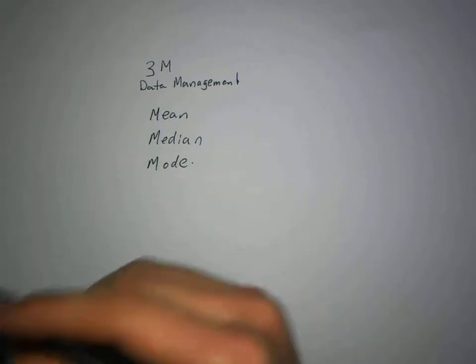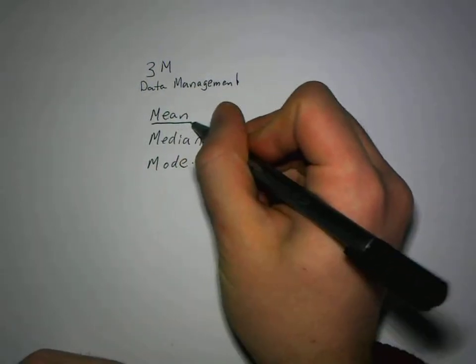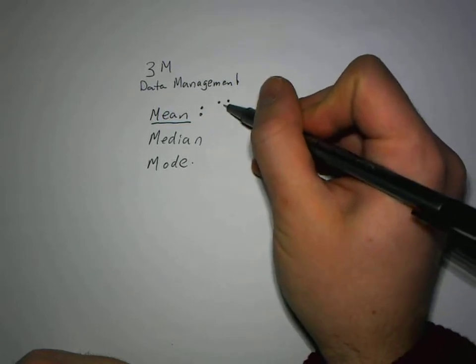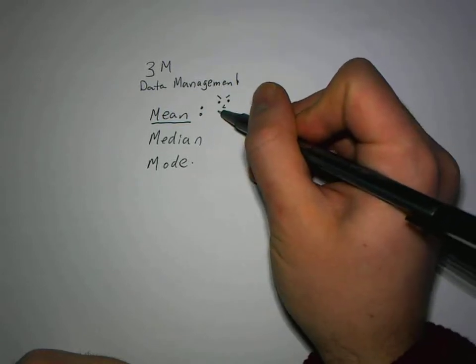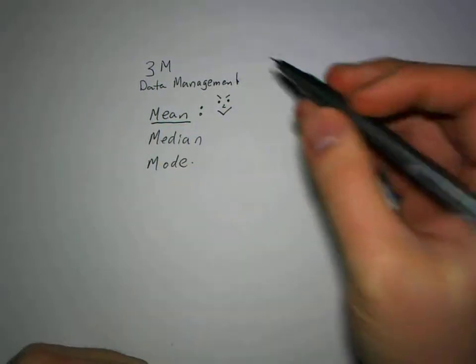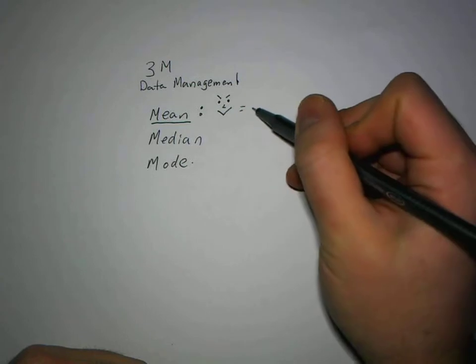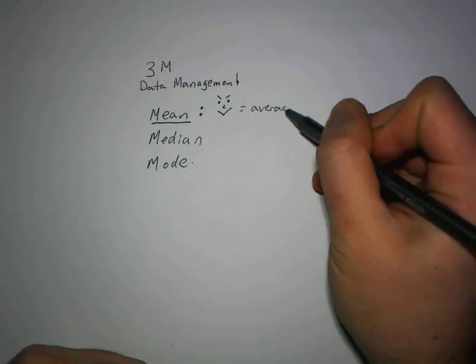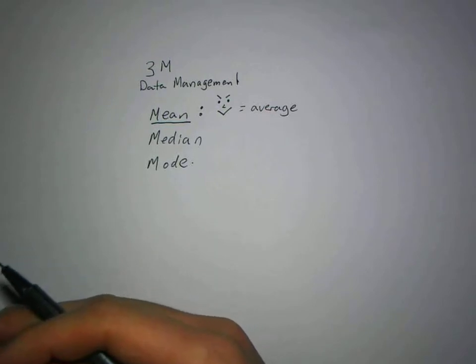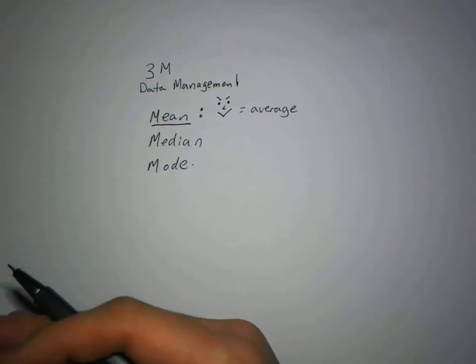So my favorite one is the mean. Think of the mean as an angry face. It's mean. And the way you remember mean is it's a fancy word for average. You want to find the average of something, and you've already started doing that with your calculator in class.